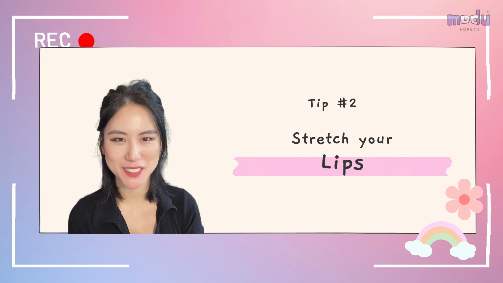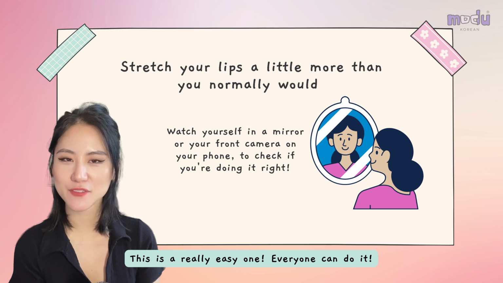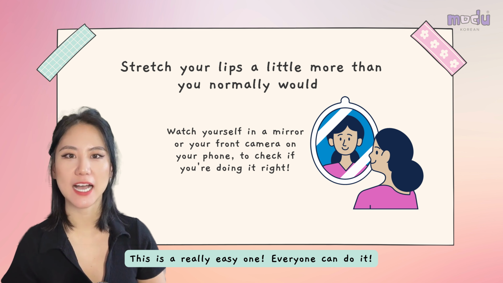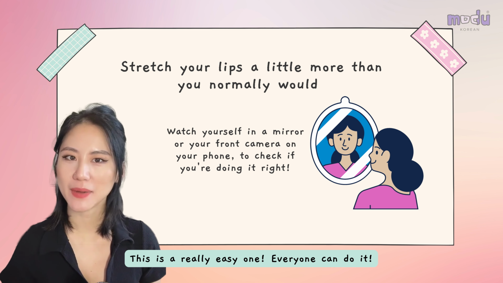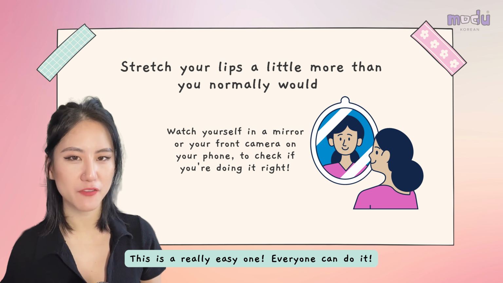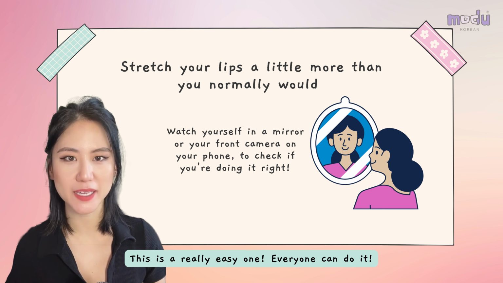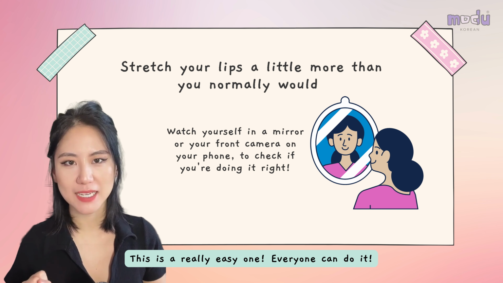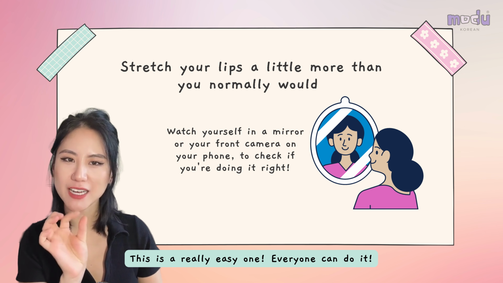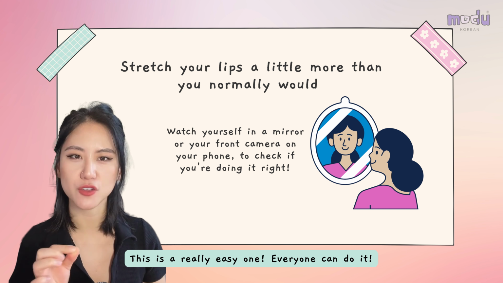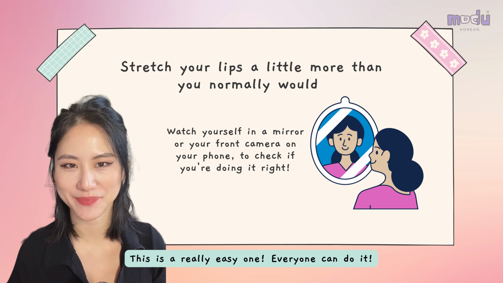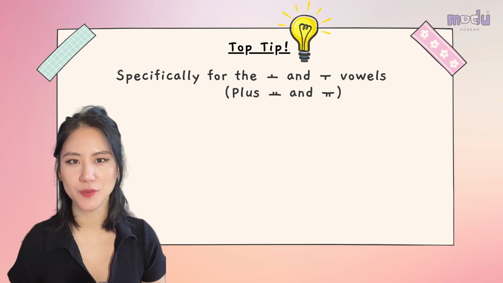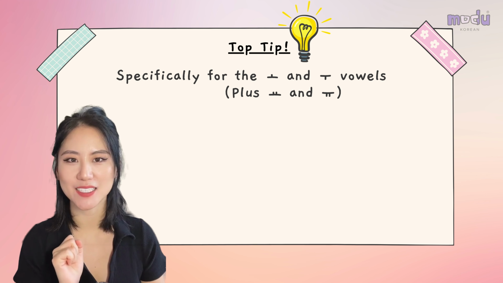Stretch your lips. So this is a really easy way to improve your pronunciation very, very quickly. But it's going to feel a little bit awkward at first because English speakers are not going to be used to making the shape. But essentially what you need to do is just stretch your lips a little bit more than you would usually. And this is specifically for the vowels that go O and U.